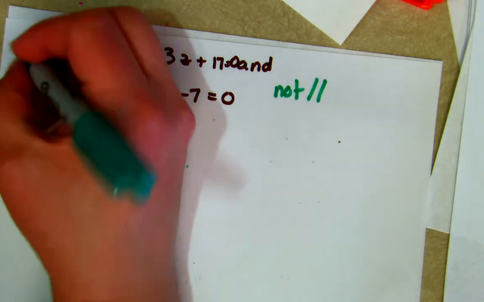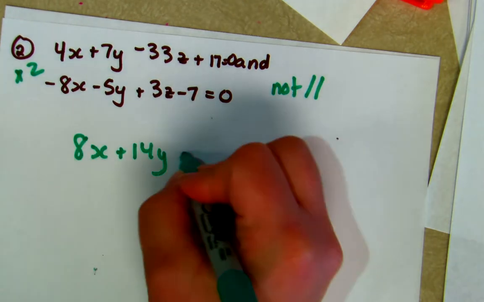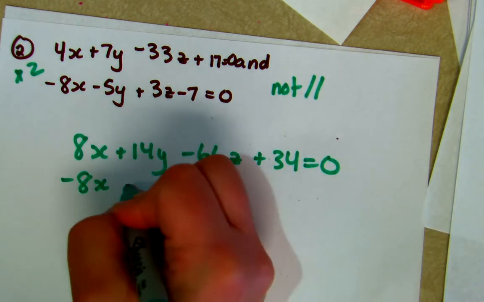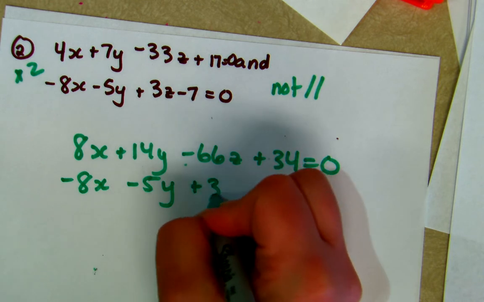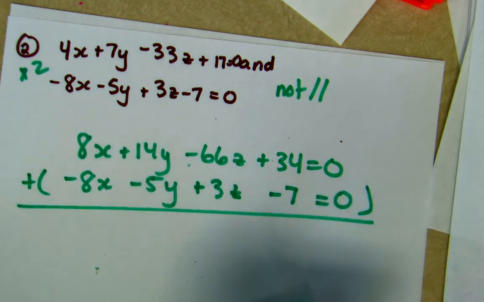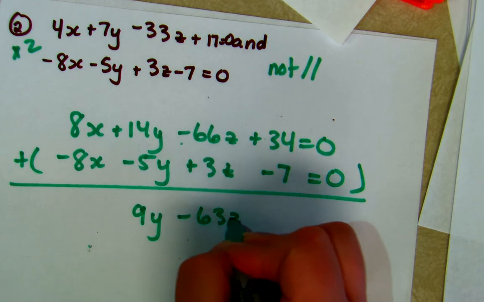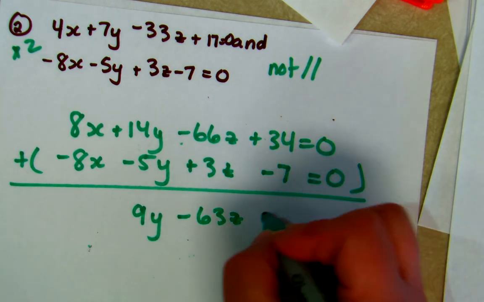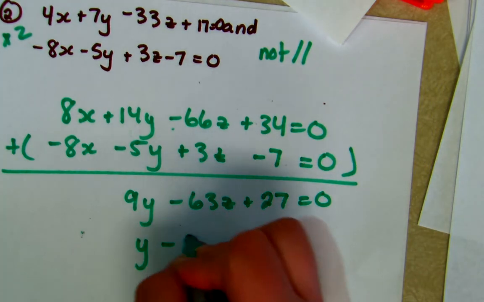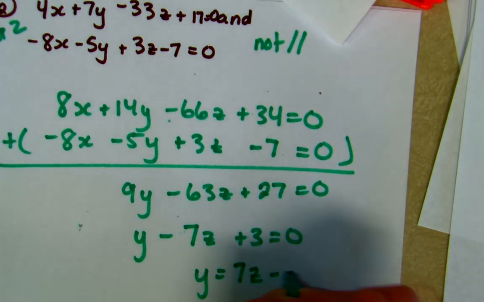I'm going to multiply the first one by 2 to get the x's to match up. So then I'm going to get 8x plus 14y minus 66z plus 34 equals 0. And then I have negative 8x minus 5y plus 3z minus 7 equals 0. Because these are opposite signs, I need to add these equations to eliminate my x's. So I get 9y minus 63z plus 27 equals 0. I'm going to divide everything by 9 just to clean this up. So y minus 7z plus 3 equals 0. So y is 7z minus 3.